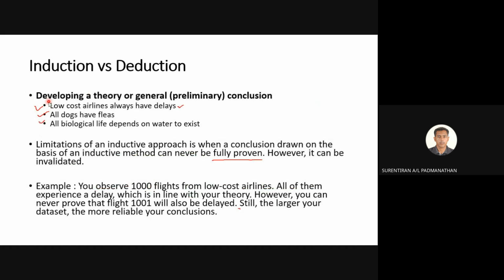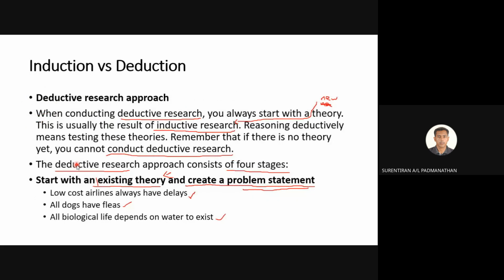Using these existing theories, we have 3 theories as an example. Low-cost airlines always have delays. All dogs have fleas. All biological life depends on water to exist. So now we do a deductive research, using the existing theory: low-cost airlines always have delays, all dogs have fleas, all biological life depends on water to exist, right?